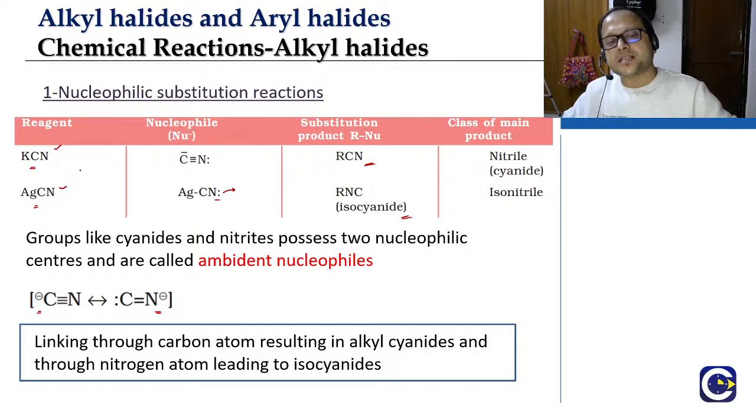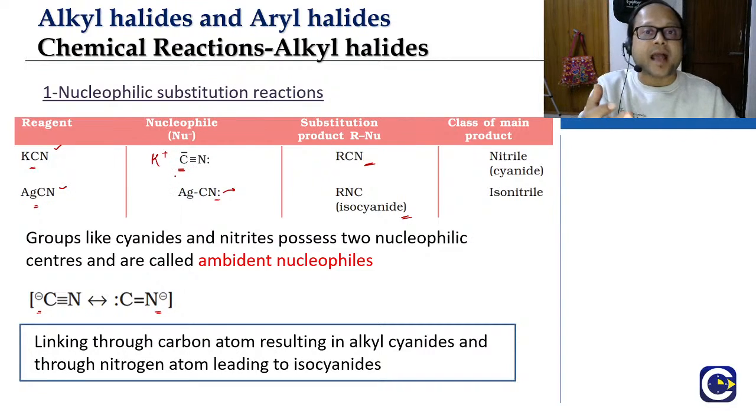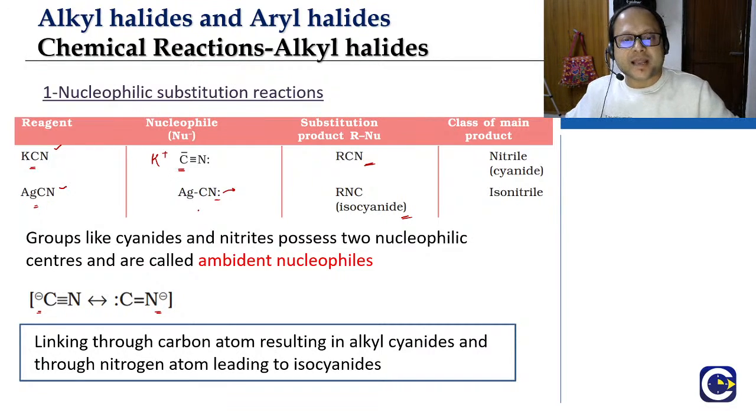Now why does this happen? In the first case, the potassium carbon bond is purely ionic, right? So obviously potassium, by staying nearby, ensures that the negative charge resides on the carbon atom from where it can do the attack. But in case of silver cyanide, this bond is partially covalent, or you can say that the covalent character of the silver carbon bond is much higher than that of the potassium carbon bond.